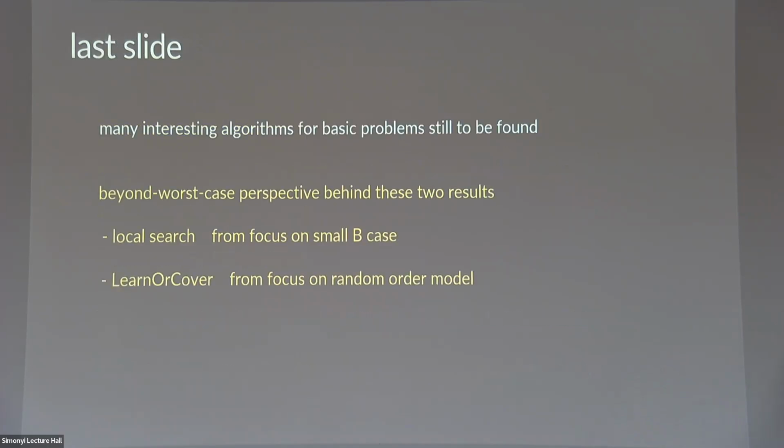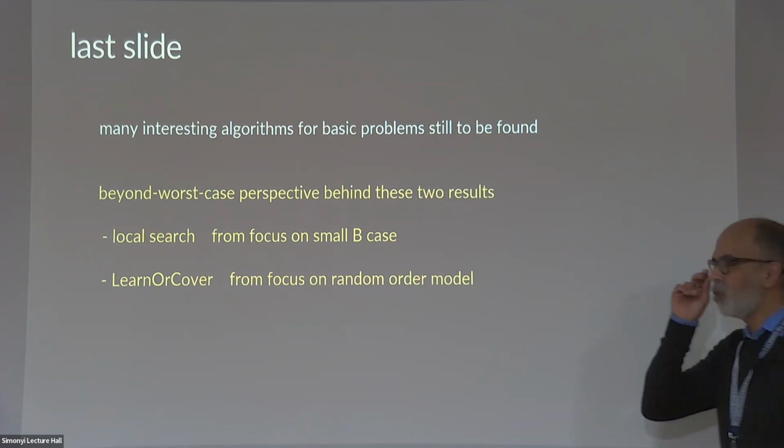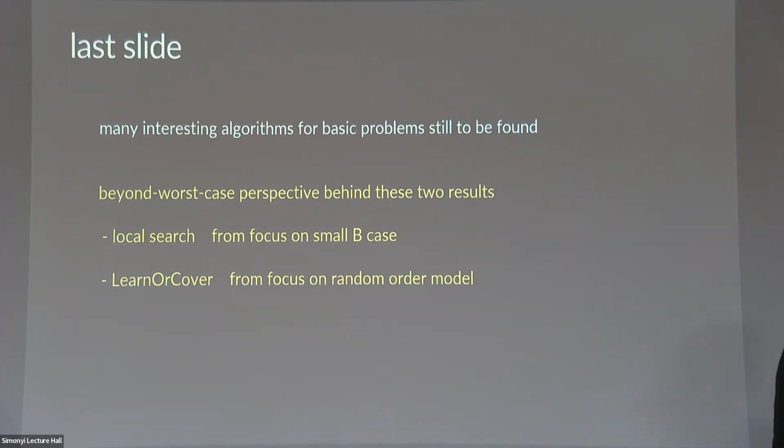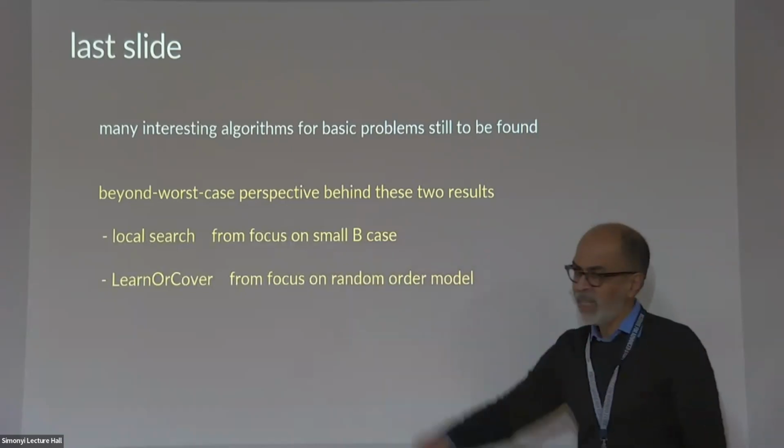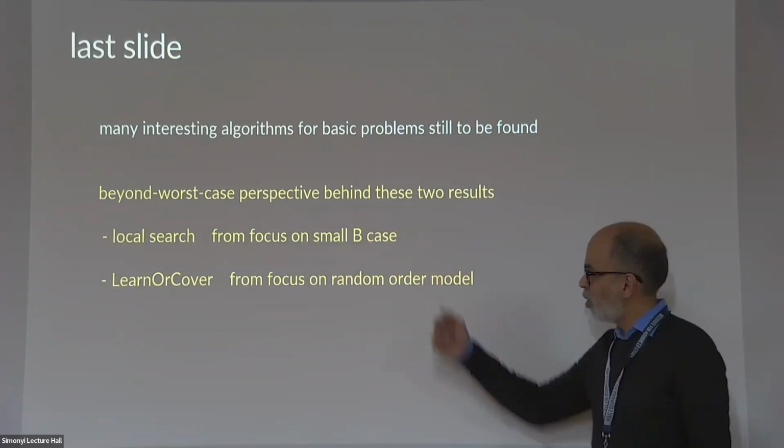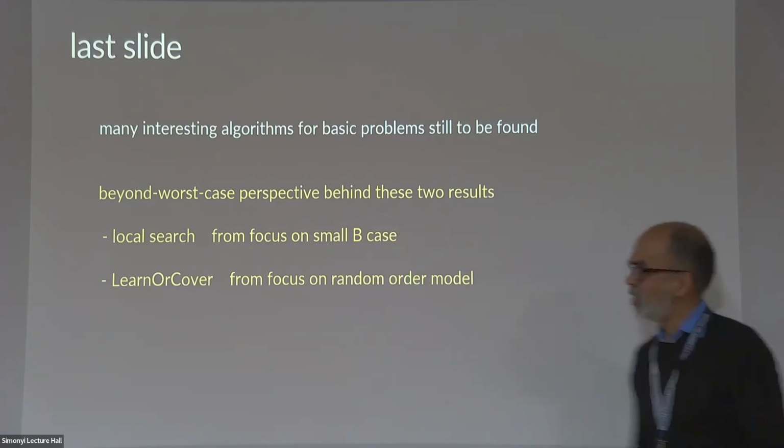Okay. So I'm going to end here with set cover. Two, three years back, I didn't believe there were any new algorithms to be found for set cover. We managed to find two, which are interesting. And in some sense, the thing that I found cute was this beyond-worst-case perspective behind these two results. I wanted to understand the case of small sets for set cover, which gave this local search algorithm. I wanted to understand the random order model, which gave this learn-or-cover algorithm.